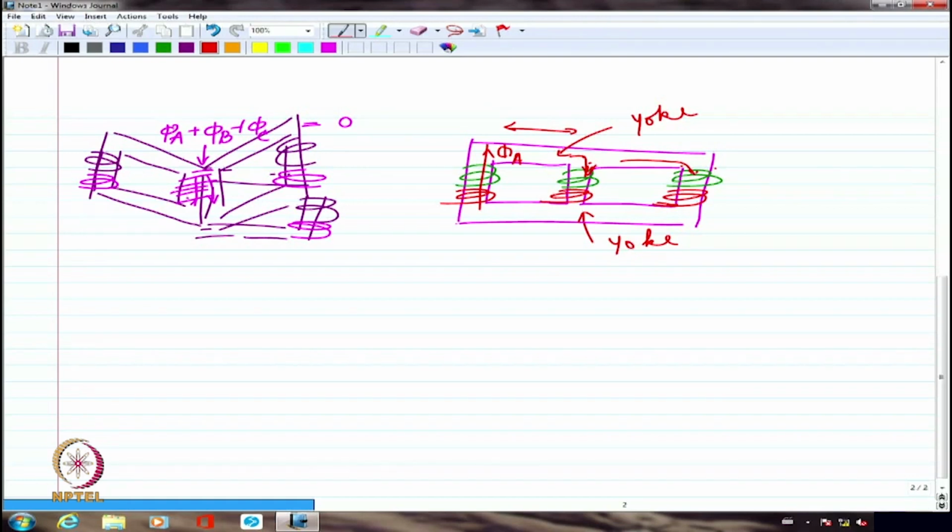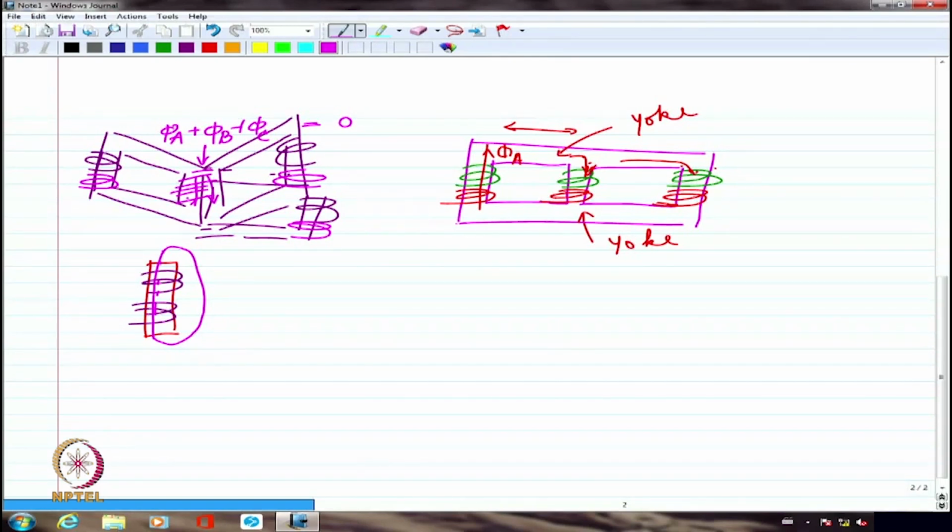See, if I just have one leg like this, I hope you understand his question. What he is asking is, if I am going to have one limb like this with A phase primary, A phase secondary, I am going to have essentially the flux going like this. It has to complete itself through what? Air. There is no other way. And I don't want the high reluctance of the air path. That's the reason why I am trying to do this. Right?